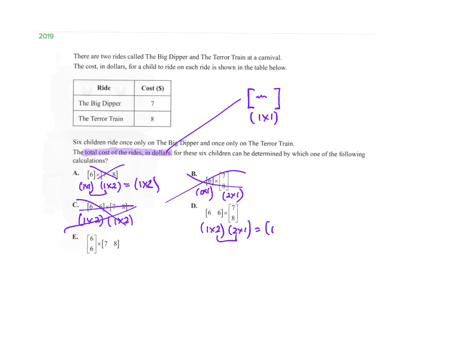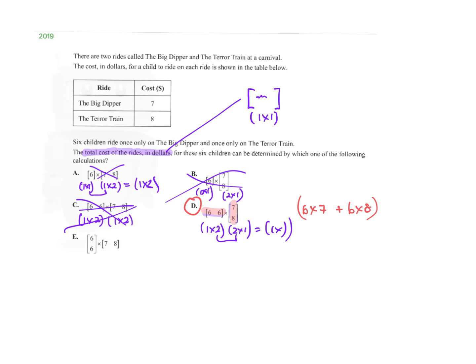Yeah. So let's have a look and see what would happen if you were multiplying this one. Wouldn't you go run and dive? Is that true? You'd go run and dive. So what would be happening? You'd be doing 6 times 7 plus 6 times 8. So there's 6 kids and it costs them $7 for the Big Dipper and $8. That looks like a calculation that's adding up the total cost, isn't it? Yes? Would you agree? Yeah, so that is our answer.